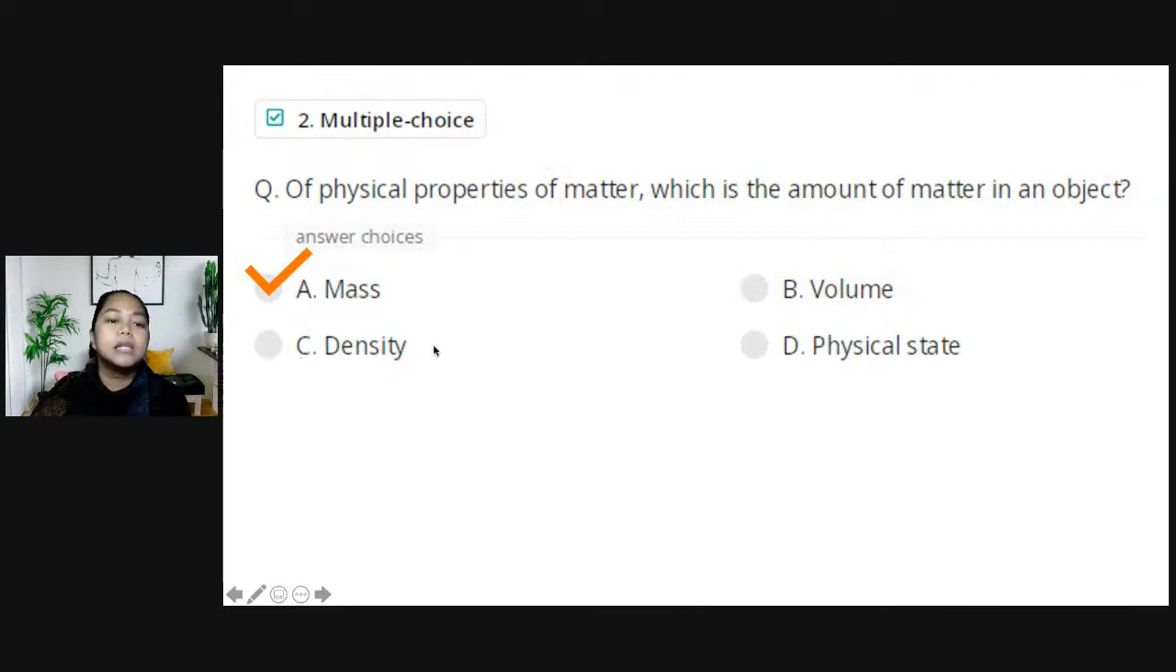Now, what about density? Density is solved using the formula mass divided by volume. So for you to get the density of matter, you have to divide mass by the volume.